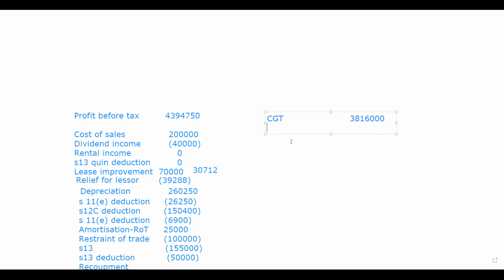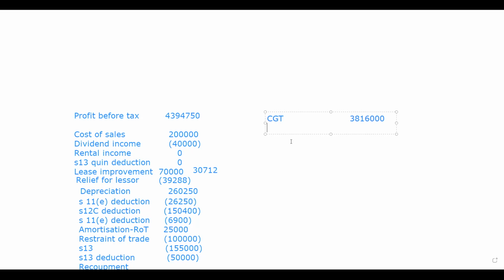So it purchased a vacant piece of land on which they plan to construct a factory. The land was purchased on 15 January 2021, so this year, for a cost of 800,000. The construction of the factory commenced on 1 March 2021, still this year. The factory was completed on 1 September 2021, that's still this year.